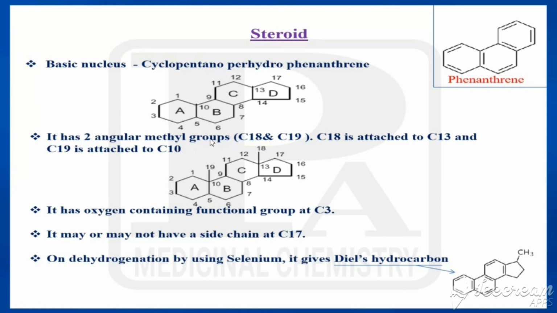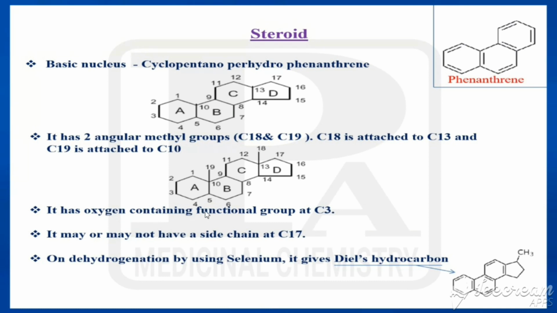It has 2 angular methyl groups. That can be called C18 and C19. C18 is attached to C13 and C19 is attached to C10. Up to 17 we have known. Here this angular line can be called methyl, angular methyl. So this is 18 and this is 19. Where is 18 attached? 18 is attached to 13 and 19 is attached to 10.